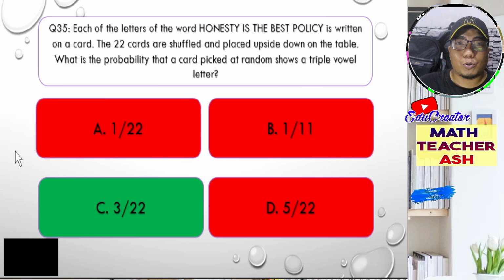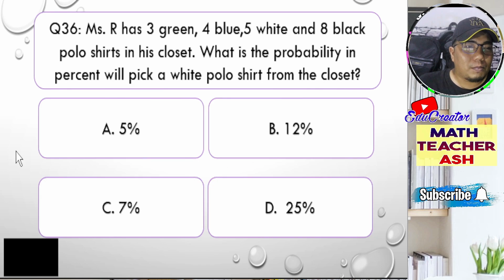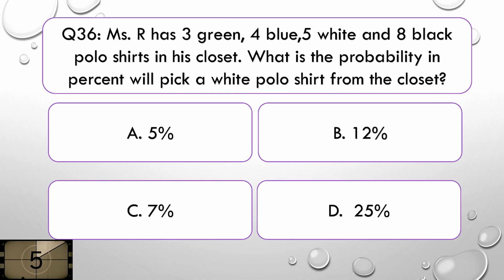Now, let us go to question number 36. Mr. R has 3 green, 4 blue, 5 white, and 8 black polo shirts in his closet. What is the probability in percent will pick a white polo shirt from the closet? Is it A, 5%, B, 12%, C, 7%, or D, 25%? I'll give you 5 seconds to think about your answer.